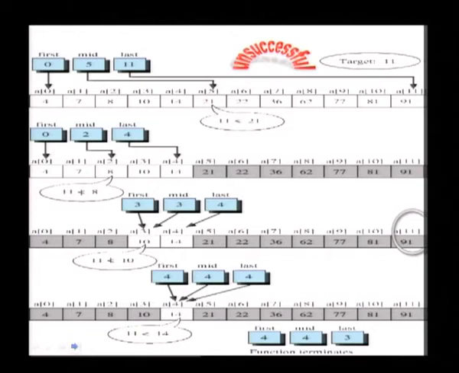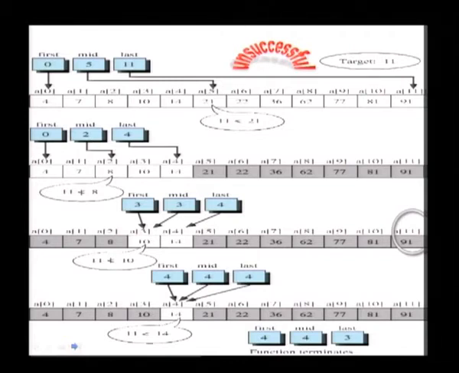Initially it is 0 and 11. A comparison is made with mid. 11 is smaller than 21, therefore if 11 is to be found, it can be found only to the left of the index 5, that is among the array indices 0 to 4, which is now captured by the modified value of last, which has now become 4. Mid is now recalculated in the next iteration to be 2.